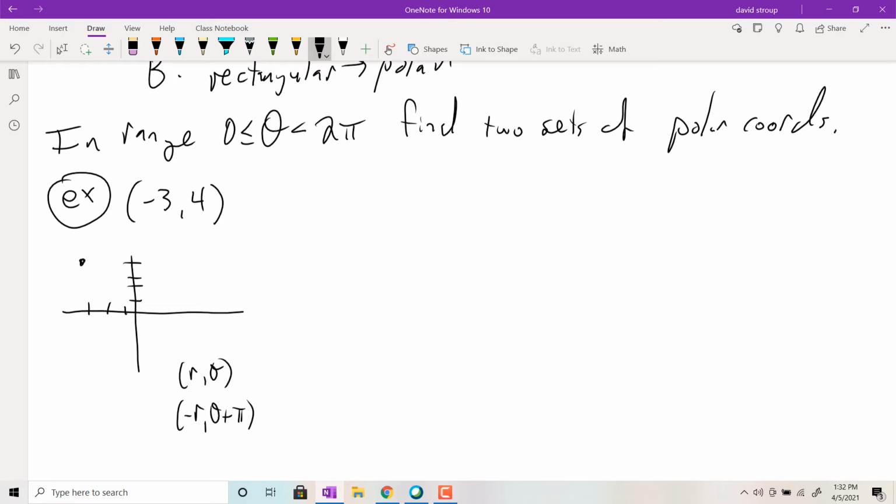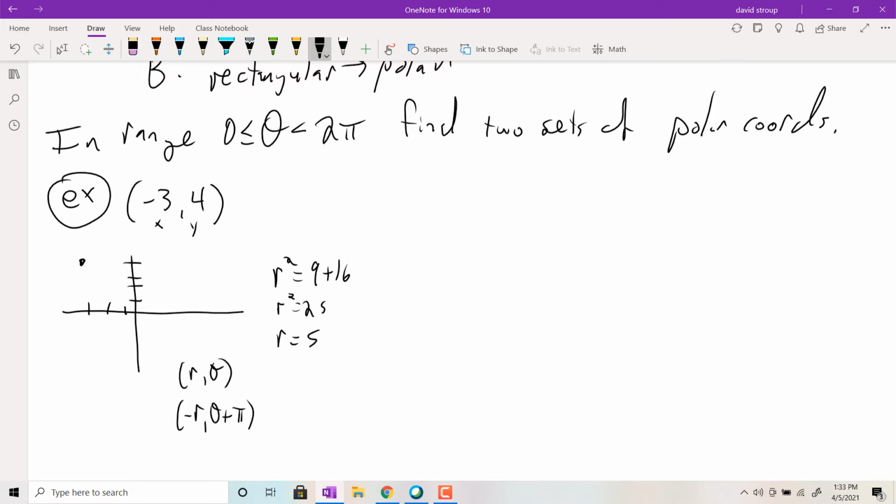Okay, so first, might as well get the r part out of the way. So r squared is equal to, and this is your x, this is your y, 9 plus 16. So r squared is 25. In other words, r is 5.